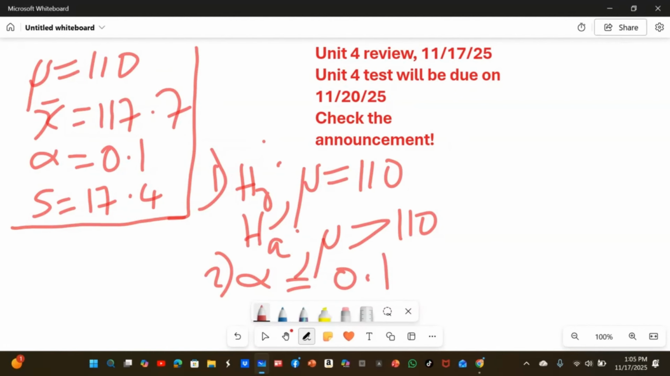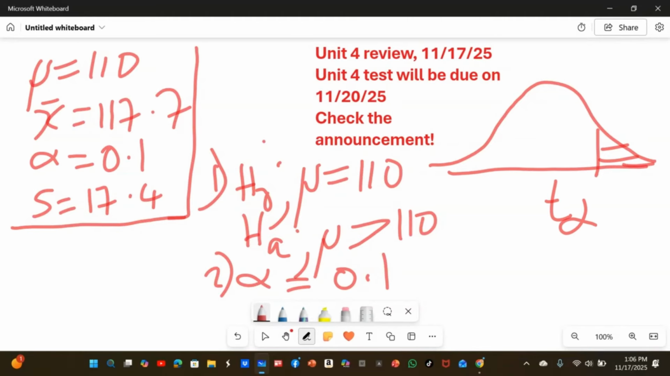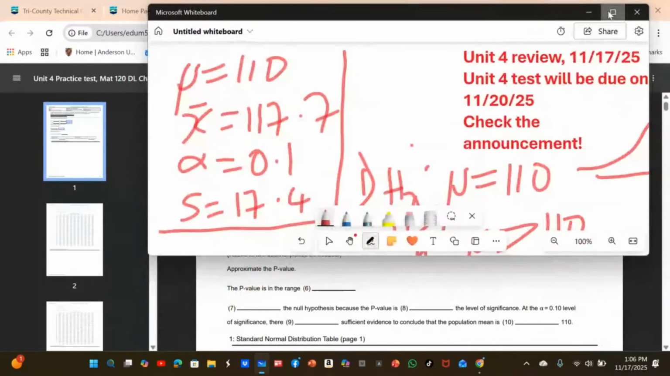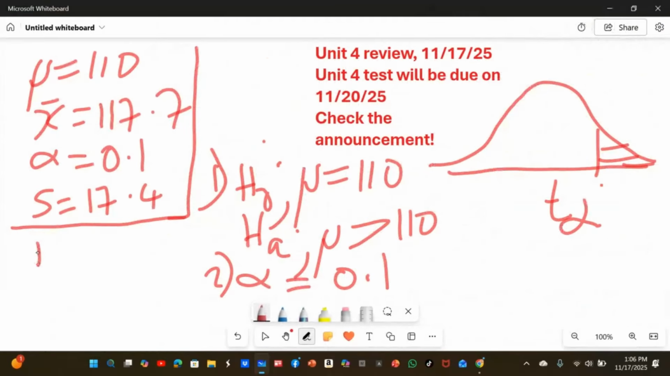Because it's a one tail right test, we are not going to divide alpha by 2. So we are going to draw a normal curve showing a right tail test. And by the way, it's a t-test, so t alpha is what I'm going to write here. I am not dividing alpha by 2. Another thing I want to find is number 3, which is the critical value, the value of t here. The sample size in that test is given to us as 35. So sample size is 35.